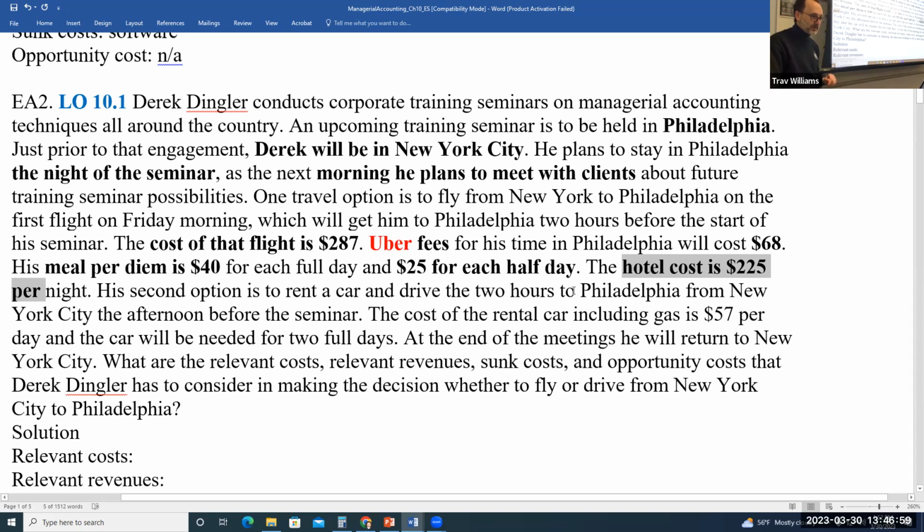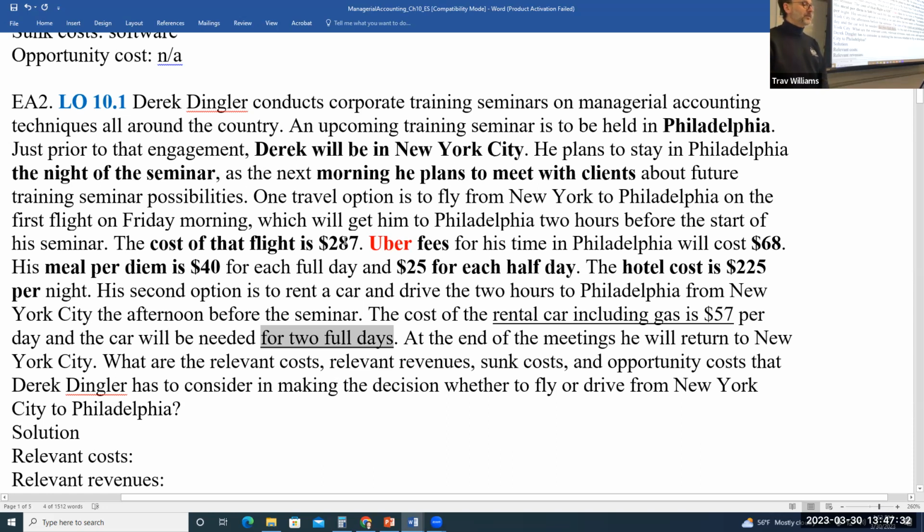The other option, let's see, rent a car. The rental car with gas comes out to $57 per day. He'll need it for 2 days. And then he goes back to New York City, and we have to figure out what are the relevant costs, revenues, sunk costs, and opportunity costs. Okay, so again, let's just go through it one at a time.